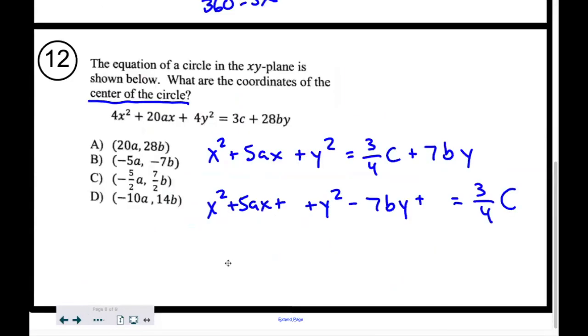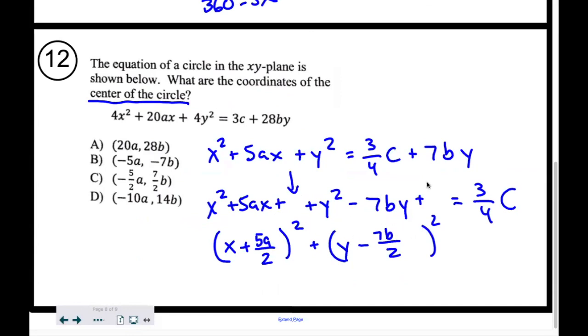Without actually completing the square, I know that I'm going to end up with an x plus half of 5a, so 5a over 2, squared. And then I'm going to have one here. This is going to end up being y minus half of 7b squared. Again, if I actually squared them, that's what I would add here, and I would add that to this side, and that would allow me to find the radius. But I don't need the radius in this problem. I just need the center of the circle.